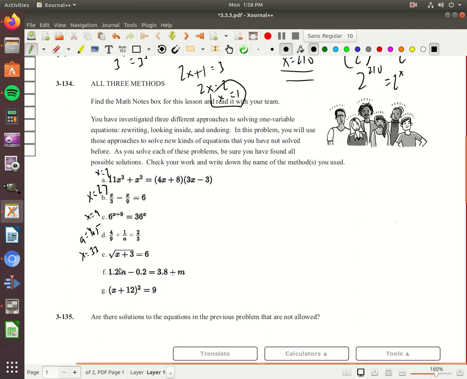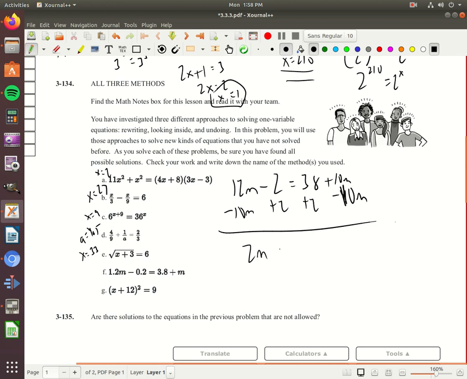This one, I'll multiply everything by 10, right? So I'll get 12m minus 2 is equal to 38 plus 10m. So I just rewrote by multiplying by 10. I'll add 2 to both sides. I'll subtract 10m from both sides. I was going straight to the answer there. I get 2m equals 40, so m is equal to 20.